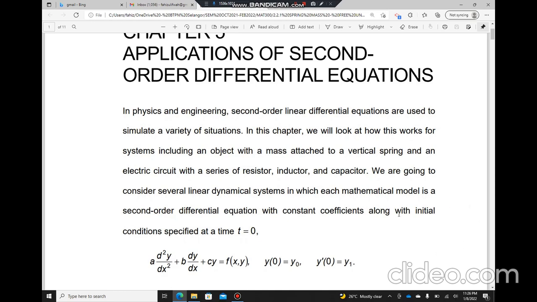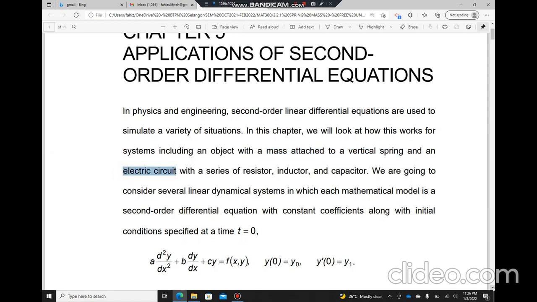Okay, so this one kita consider pada dua problem. Okay, satu problem when mass attached to a vertical spring, and another problem is electric circuit.